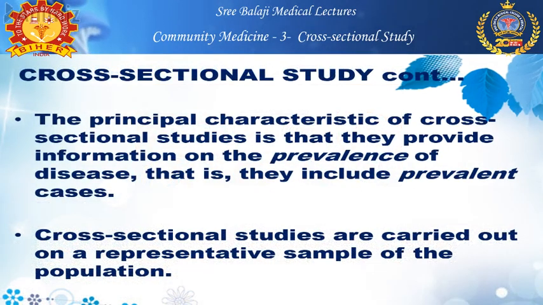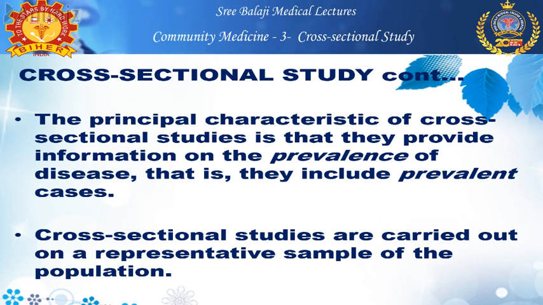The principal characteristics of a cross-sectional study is that they provide information on the prevalence of disease, that is, they include prevalent cases. Cross-sectional studies are carried out on a representative sample of the population. Here, they are more suited for prevalent cases. Prevalent cases means old case plus new case. They are very much suitable for studying non-communicable diseases, chronic diseases.